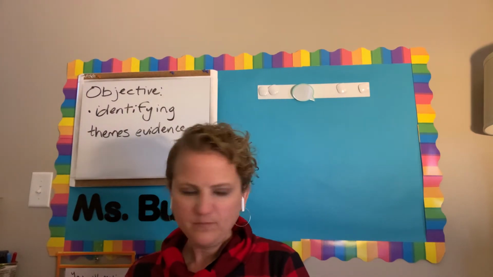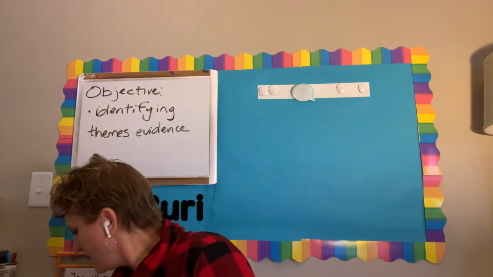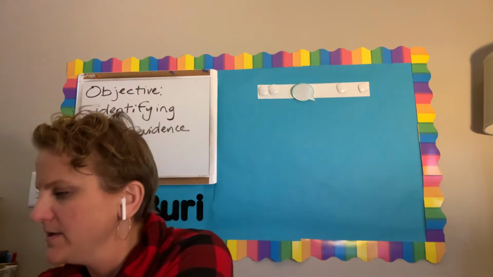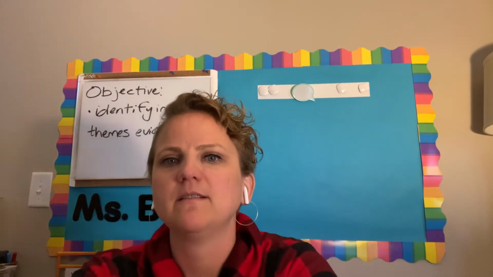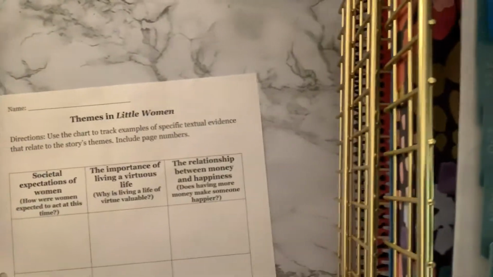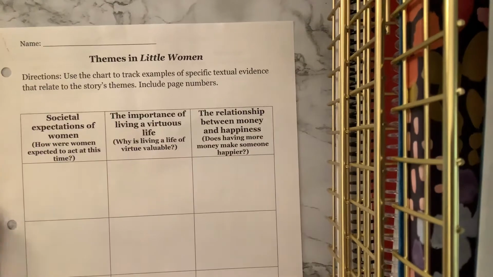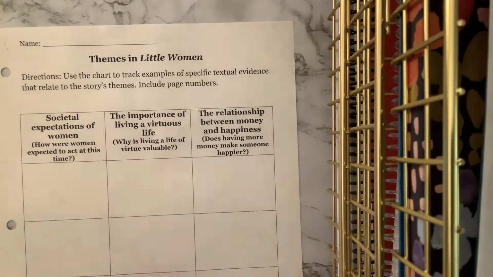So I'm going to flip you around and then we're going to kind of get into it. So this should look like and kind of remind you a little bit of our chart that we used for Gilgamesh, where we were keeping track of heroic characteristics. Except this time, we're going to be keeping track of themes.